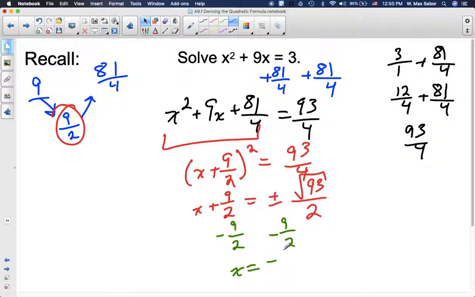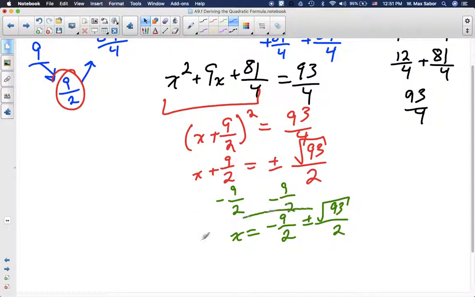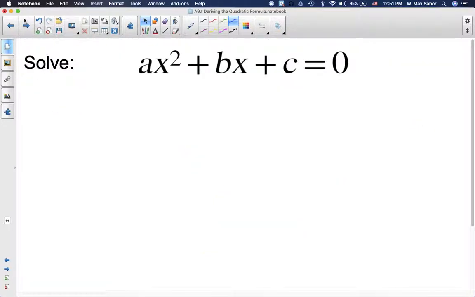Now, if this doesn't make sense, there's no chance that the rest of the video is going to make any sense. So go back and relearn completing the square if you have not already done so. So the idea is we're going to do the same process, but now with parameters instead of numbers.